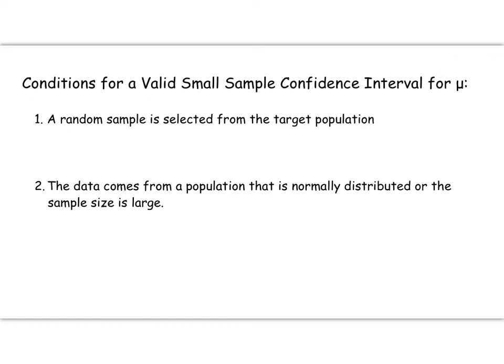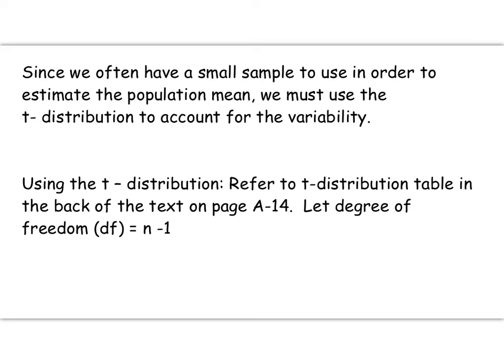So, conditions to have a valid small sample confidence interval for a mean. First of all, our sample has to be random. It has to be selected from the population that we're looking at. And the data has to come from a population that's normally distributed, or our sample size has to be large. Since we often have small samples to use in order to estimate the population mean, we have to use the t-distribution to account for its variability.